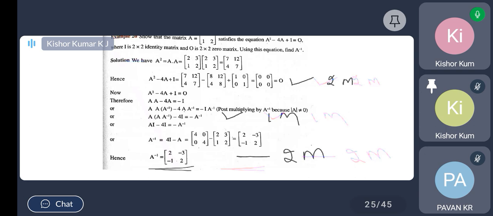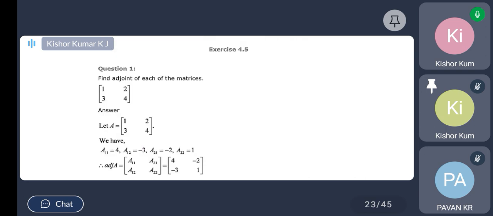They can also ask to find the adjoint of a matrix, and also we have to find the inverse of any matrix. Okay, 3 types of problems you will get. The first one is adjoint, the second type is inverse, and the third type is proving the equation and using the equation given. In exercise 4.5, definitely you will get 1 question for 5 marks, and I will tell what are the questions that they can ask you. Okay, so let's see the first question.